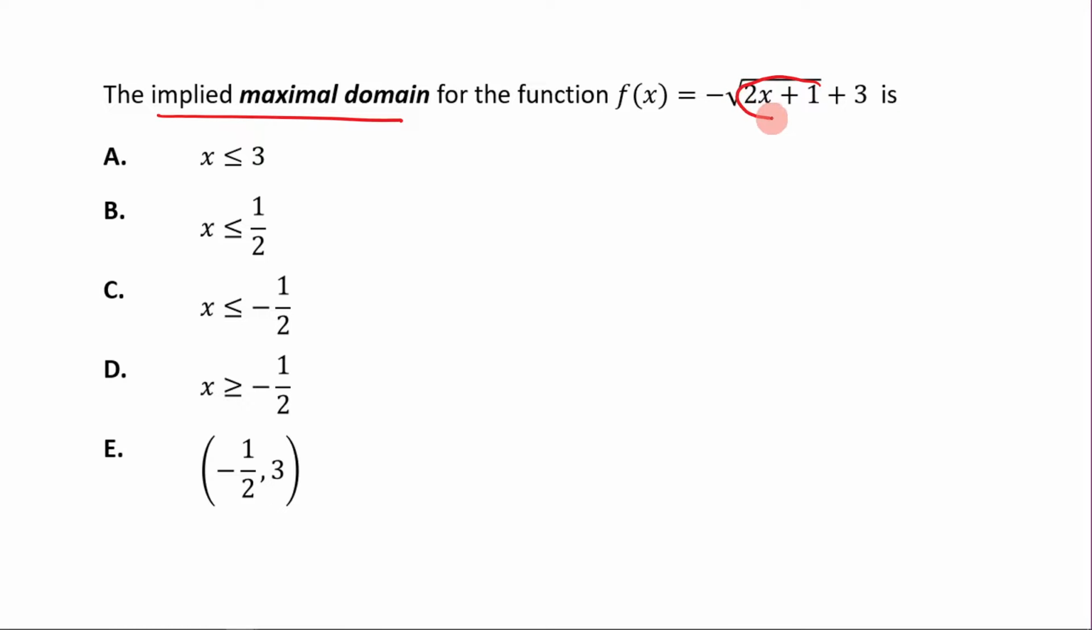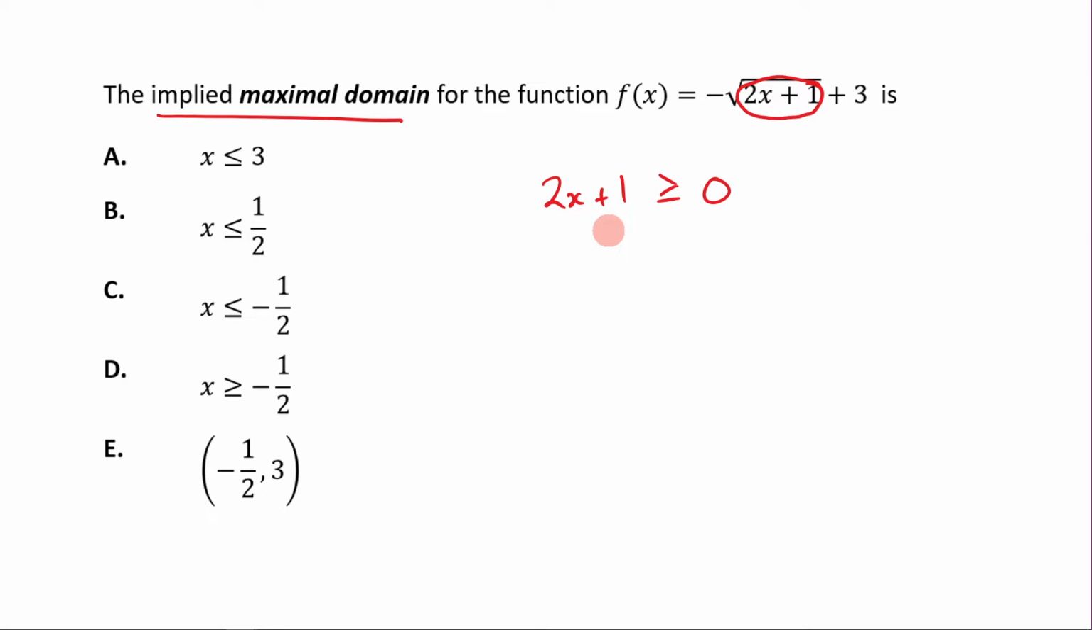So that means I have 2x plus 1. I know that this has to be greater than or equal to 0. It can be 0 because you can square root 0, it's just 0, but it cannot be a negative number. So this is saying that this right here cannot be a negative number.